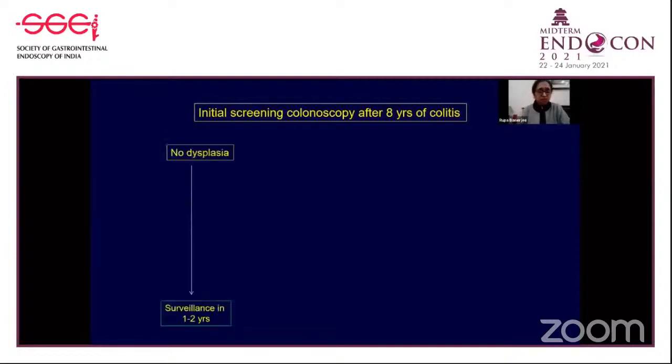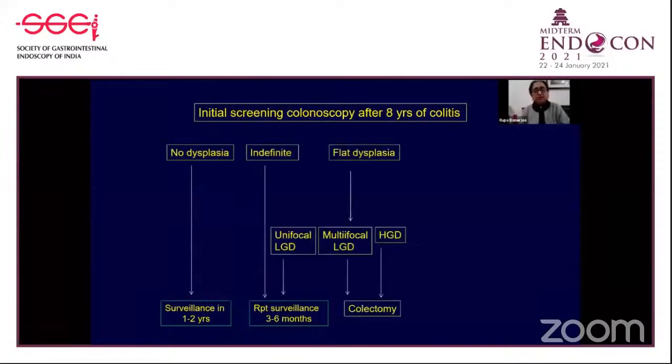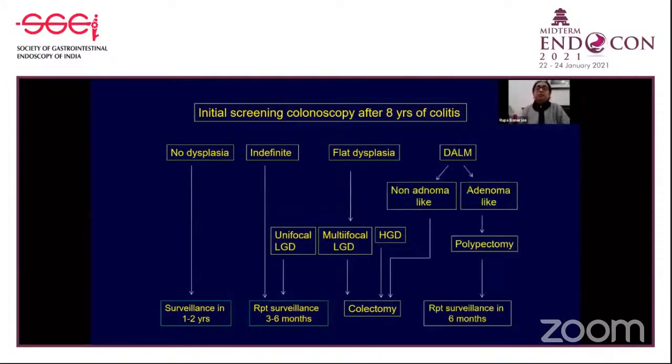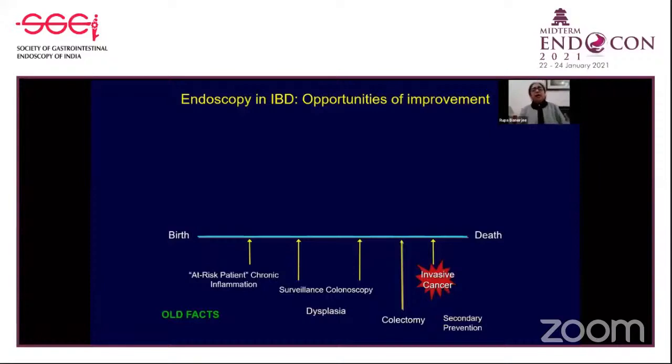So initial screening colonoscopy after 8 years: no dysplasia, surveillance in 1 to 2 years, indefinite repeat surveillance. Flat dysplasia, unifocal, you can repeat surveillance at 3 to 6 months. Multifocal, low-grade dysplasia or high-grade dysplasia, the patient should go for colectomy. DALM is now not used much, but if it is, adenoma-like lesions, polypectomy can be done and repeat surveillance in 6 months, but non-adenoma-like goes for colectomy.